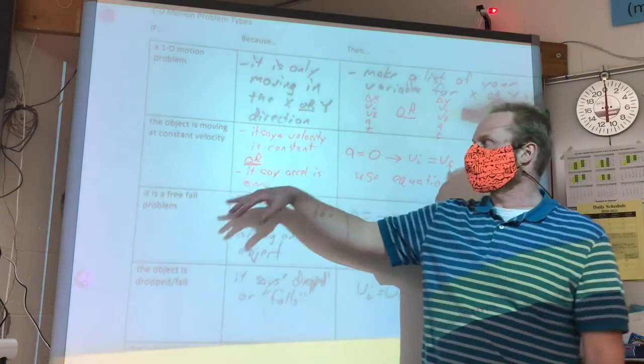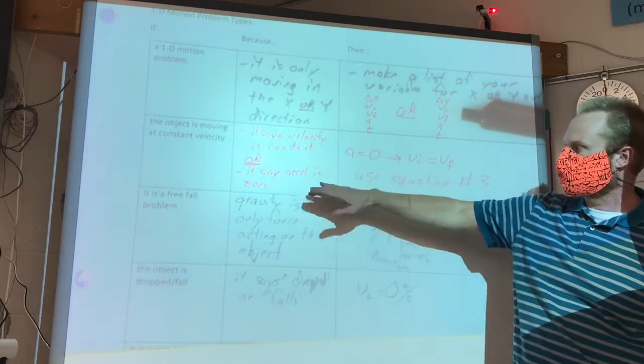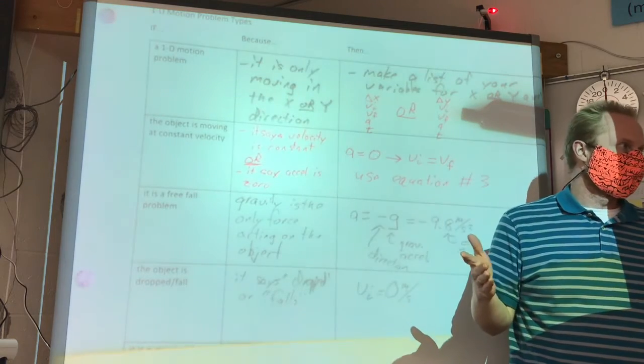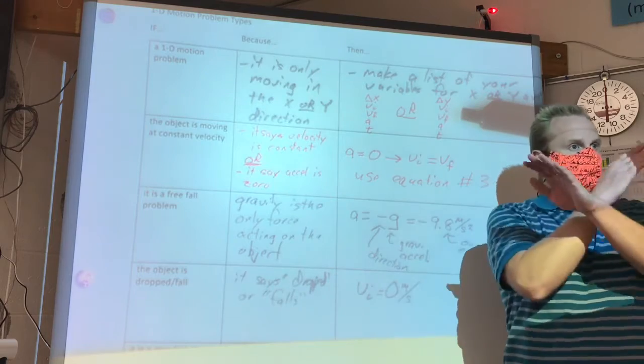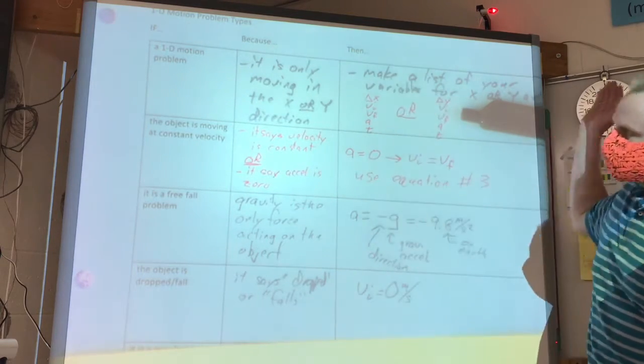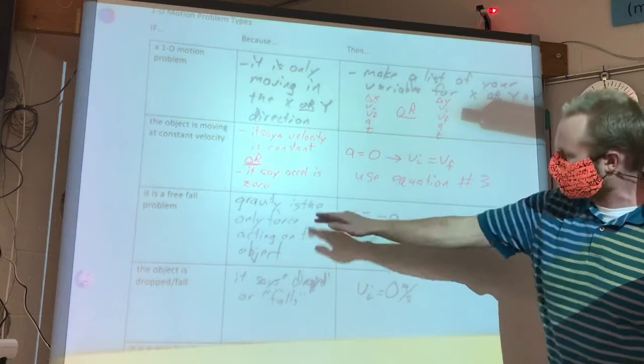Is it a constant velocity? Does it say something where the velocity is constant or the acceleration is 0? Yes or no? Is it a constant velocity problem? No, right? Okay, so it's not a constant velocity, so this is not true. We can't use that.